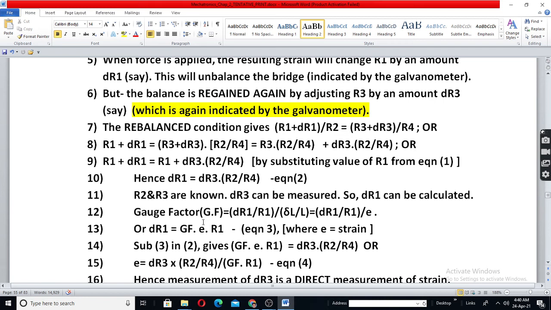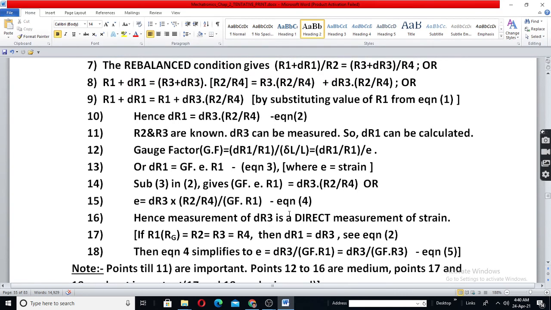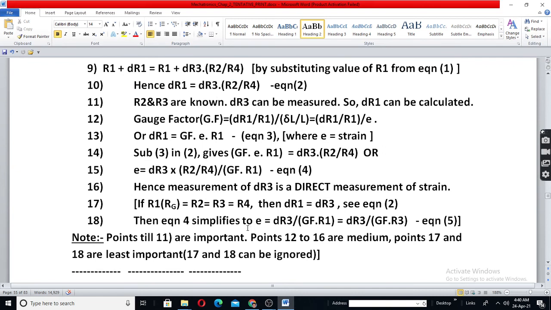There is a factor called the gauge factor. That is the ratio of change in resistance to the change in length. That is called the gauge factor. So the expression can also be written in the form of the gauge factor. Hence, you can have direct measurement of strain; dR3 can be a direct measurement of strain.